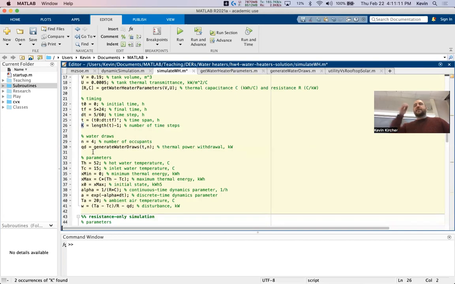And then k shows up in some of the code, so I just define that. That's the number of time steps, which is the length of the time span minus 1.